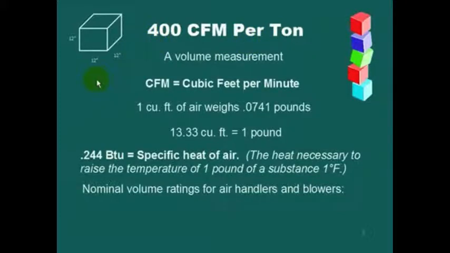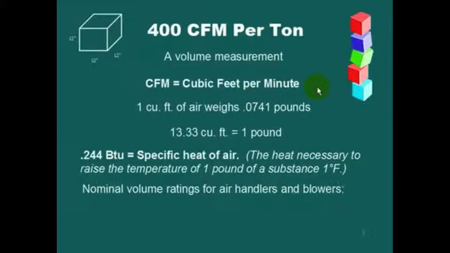Before, if I have a 3-ton unit, I have what? 1,200 CFM I need to circulate to get that 36,000 BTUs into the building because of the specific heat and the weight of the air and all that. But do the math. 1,200 CFM, 1,200 times 0.0741. You know, that's what, about 90 pounds.